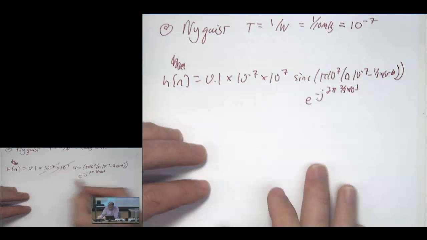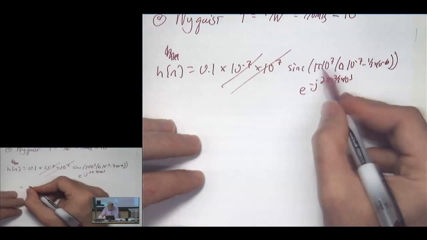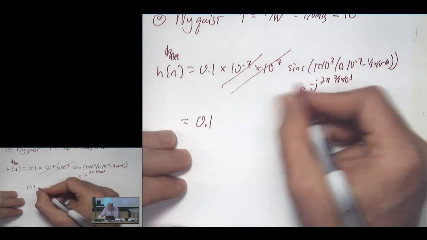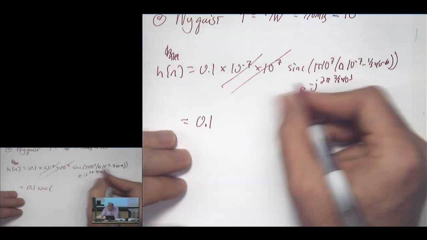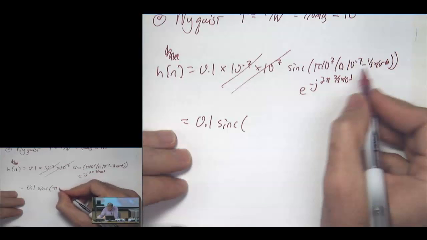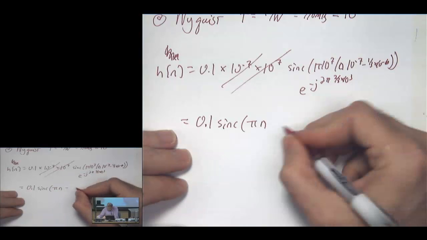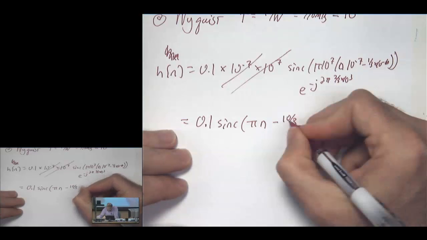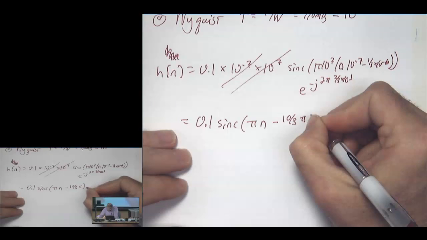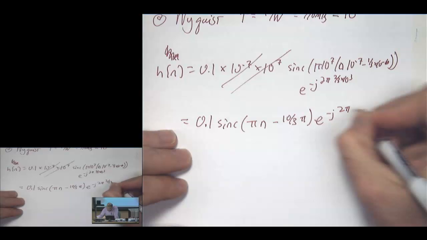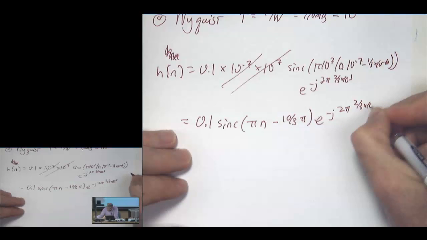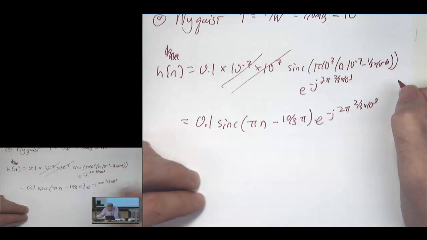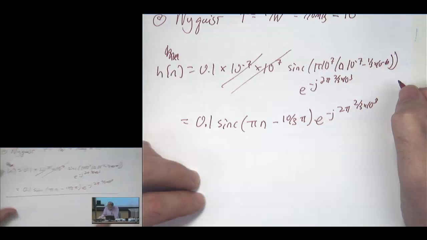So then this cancels, that cancels. We can multiply through there, and we get 0.1 times the sinc of pi n minus, we're left here with a 10, so minus 10 thirds times pi times e to the minus j, 2 pi times 2/3 times 10 to the 3. So that's the final form here.